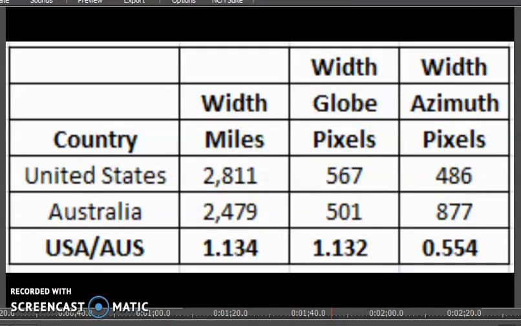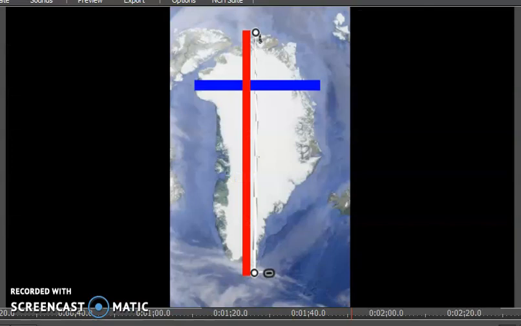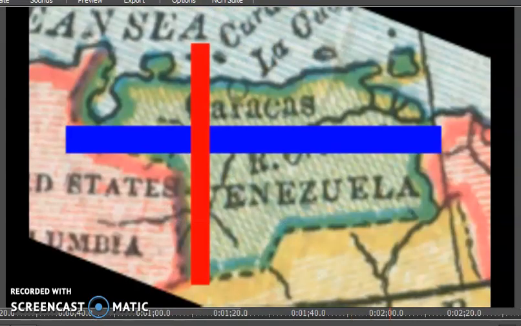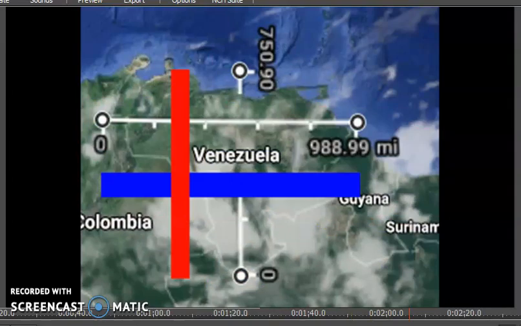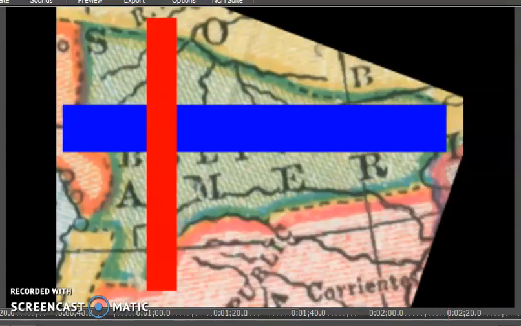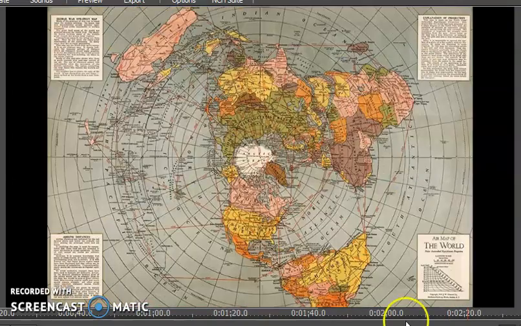So then I went forward and I added additional countries. So I added Greenland, did the same thing with Greenland, did the same thing with Venezuela, did the same thing with Bolivia. And you'll notice Greenland is north of the United States. The United States is north of Venezuela. Venezuela is north of Bolivia. And the southernmost is Australia.